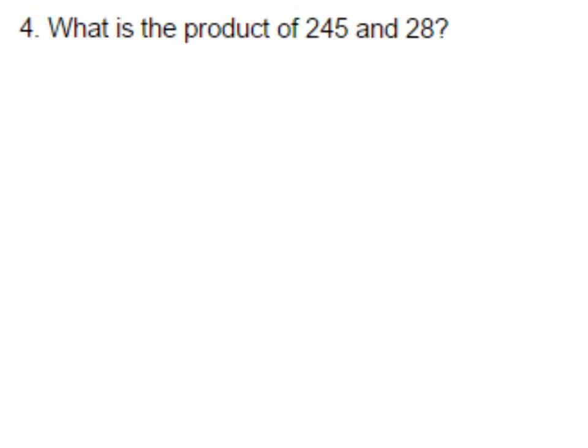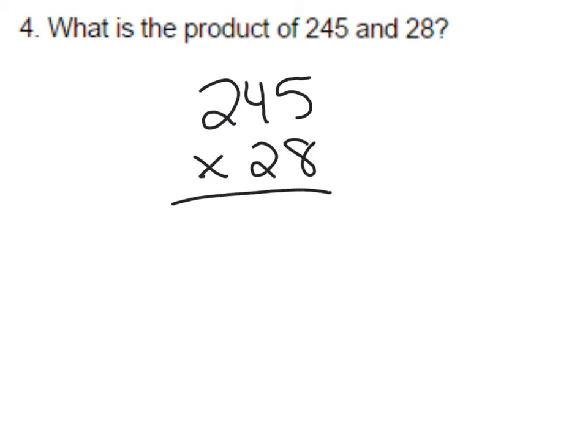Question 4 says, what is the product of 245 and 28? Well, that word product means a special type of operation. Do you remember what the operation is? Is it add, subtract, multiply, or divide? Well, if you said it's multiplication, you're totally right. The product means to multiply 2 numbers. So I'm going to take 245 and multiply by 28. If you haven't done this so far, see if you can go ahead and try it on your own. Check back in with me when you're finished.